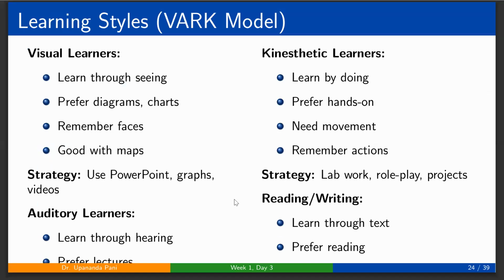So the learning style is the BARK model. Visual learners learn through seeing, prefer diagrams, remember faces, and are good with maps. The strategy will be to use PowerPoint, graphs, videos. Then auditory learners learn through hearing, and they prefer lectures. Then kinesthetic learners learn by doing, they prefer hands-on training, they need movement, they remember actions. The strategy will be lab work, role play, projects, and reading and writing. They also learn through text and prefer reading.